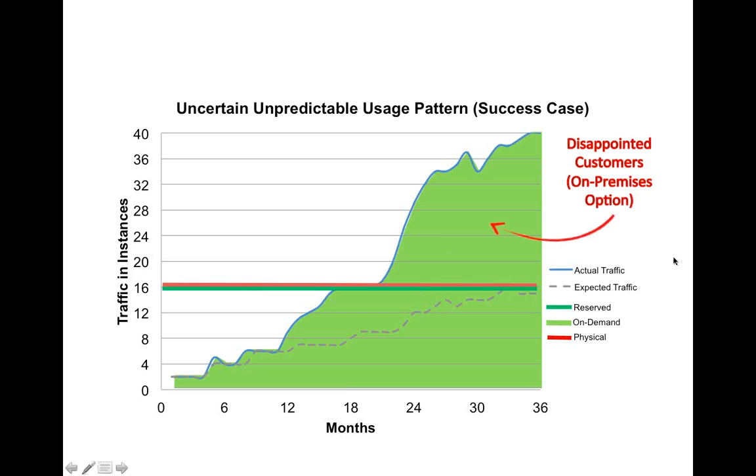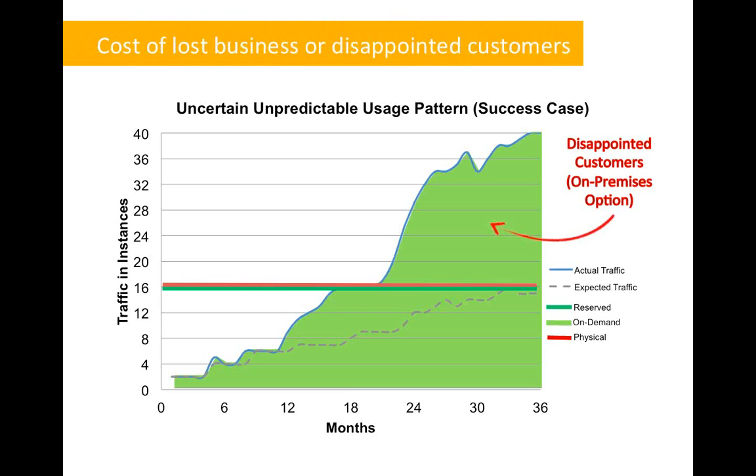However, the risk here, if you go on-premise, is you can have a lot of disappointed customers, because in this whole area here, the actual traffic is way above what your infrastructure can handle. So potentially you risk disappointed customers, and there's a big risk that you can't scale quickly enough. You have to order new hardware that has to be delivered, you have to configure it, etc. So in that case, the cost of lost business or disappointed customers can far outshine any benefit from the original savings that you might have had.